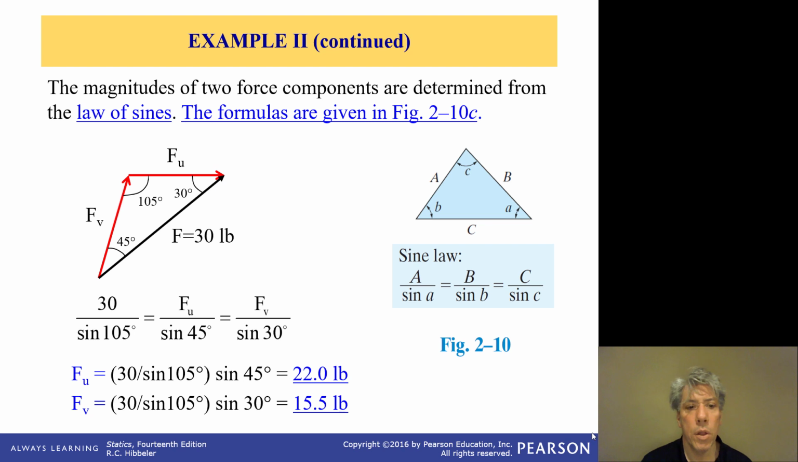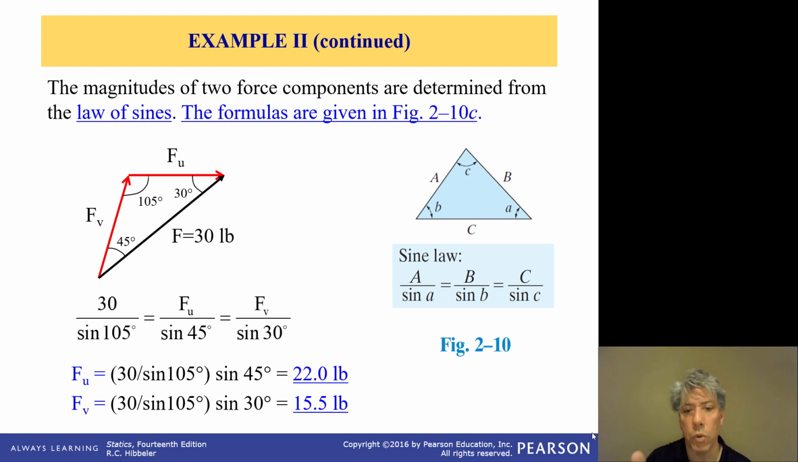So here it is, 30 pounds over sine of 105, because the 105-degree angle is opposite the 30-pound side, is equal to F sub u divided by sine of the angle opposite it, which is 45 degrees, which is also equal to F sub v divided by sine of the angle opposite it, which is the 30-degree angle. And then all you've got to do is a little bit of algebra to rearrange things. Notice the first term, 30 pounds over sine of 105, is just a number. And all you'd have to do is multiply that by sine of 45 to get F sub u, or multiply by sine of 30 to get F sub v, and that's what's done next. So there's the magnitude of the force as it's resolved on the u and v axes.